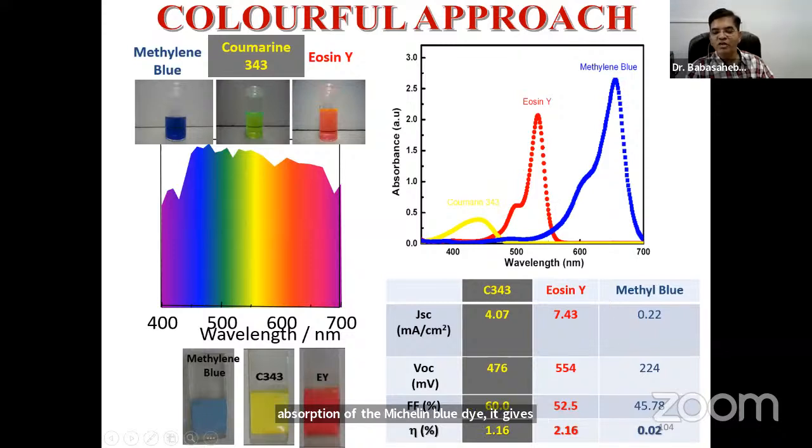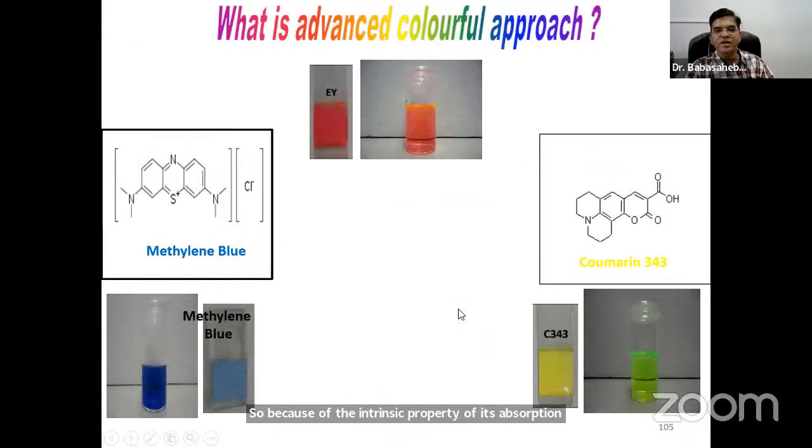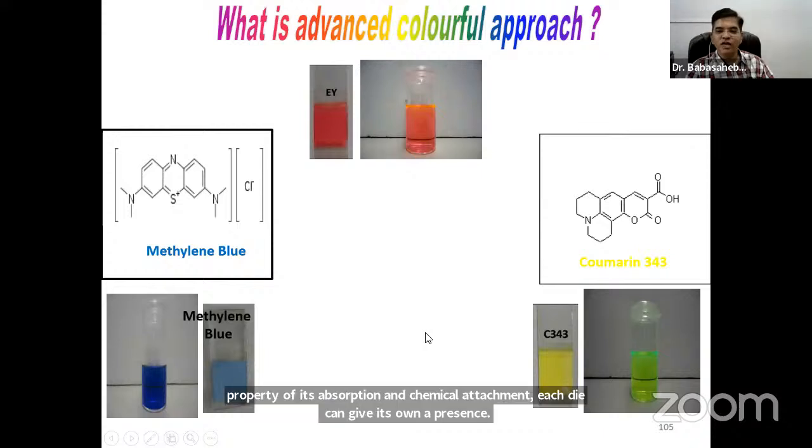And coumarin 343 gives an efficiency above 1%. So because of the intrinsic property of its absorption and chemical attachment, each dye can give its own efficiency. Then the advanced colorful approach that we have done.